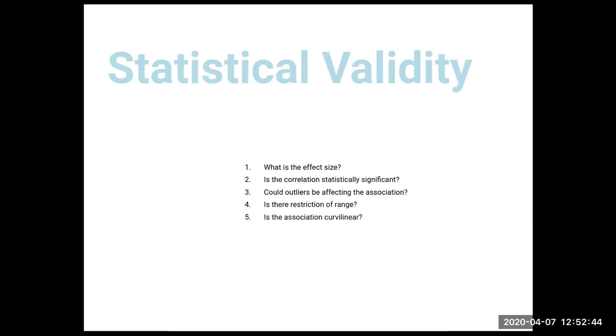Remember, we're looking for 0.05 or below to be statistically significant. We can see that in a T value, and we can get that from an R value. So it doesn't matter which type of correlation, we're looking for the same thing. But now we're asking the questions, could this association be affected by things?